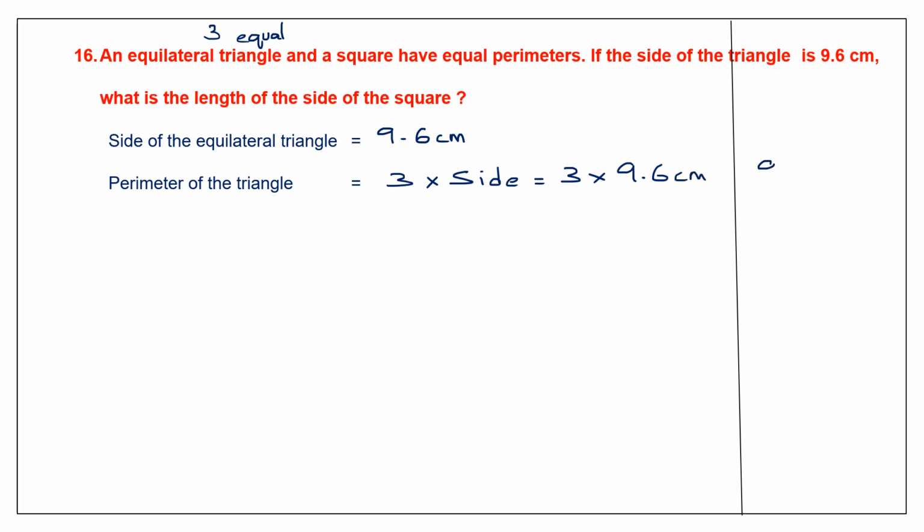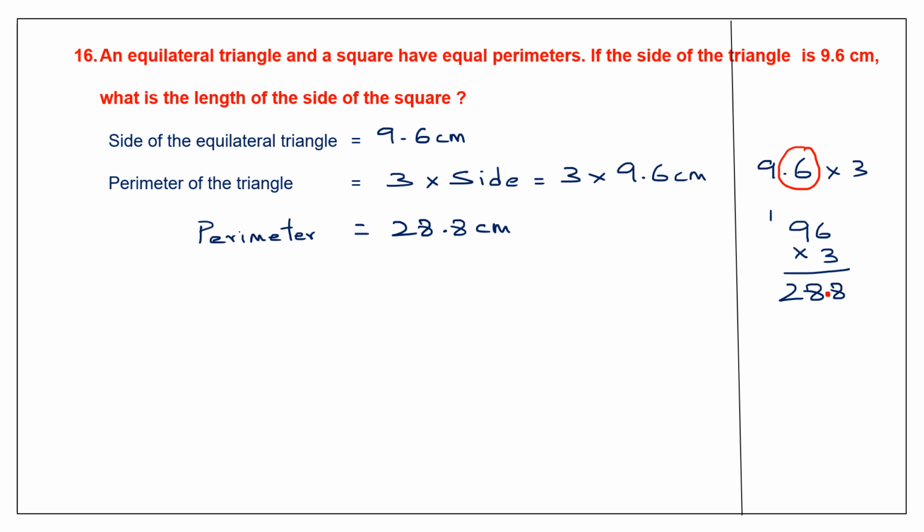So let's multiply 9.6 into 3. 96 into 3 when we ignore the point. Now 3 6s are 18, carry 1. 3 9s are 27 plus 1, 28. Let's go back to the question. There is one decimal place, so the answer also should have one decimal place. So that will be 28.8 centimeters. So the perimeter of the triangle is 28.8 centimeters.